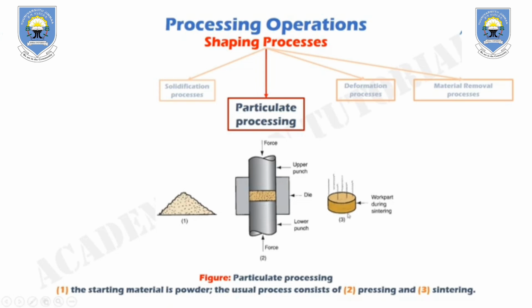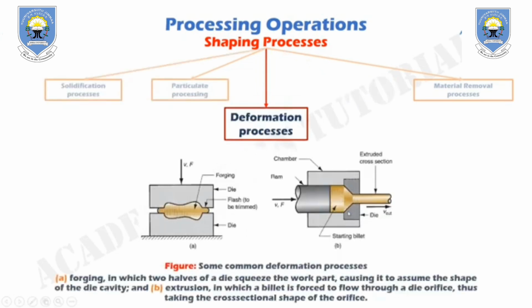In the deformation processes, the starting work part is shaped by the application of forces that exceed the yield strength of the material. For the material to be formed in this way, it must be sufficiently ductile to avoid fracture during deformation.